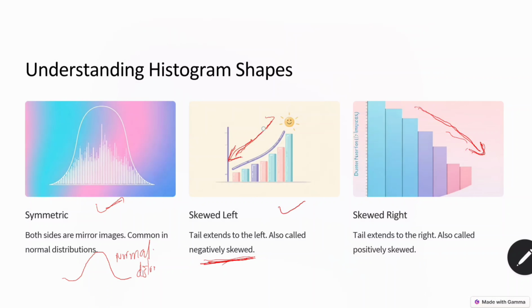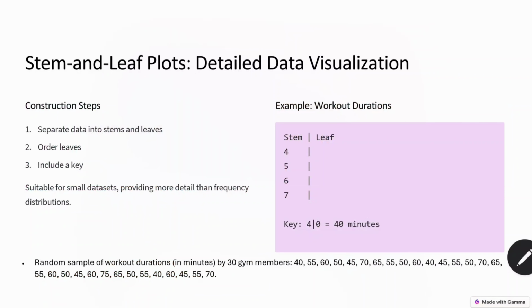If the tail extends to the left, skew to the left. To the right, skew to the right. This is the easiest way for you to understand the two. So any histogram you've seen, it's easy for you to say what this means. And also, when it is symmetric, it means the mean is the same as the median. So we have it skewed to the left and skewed to the right.